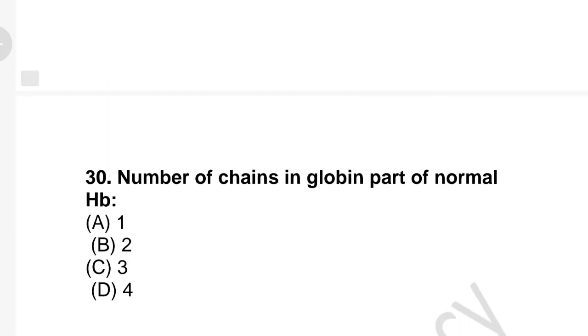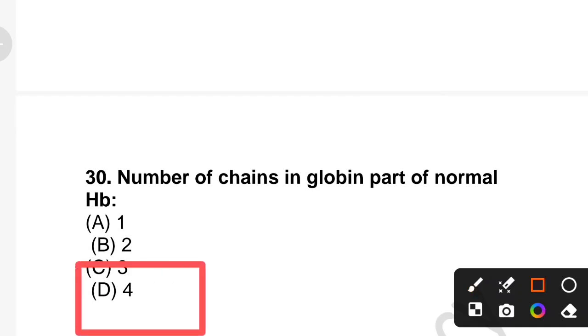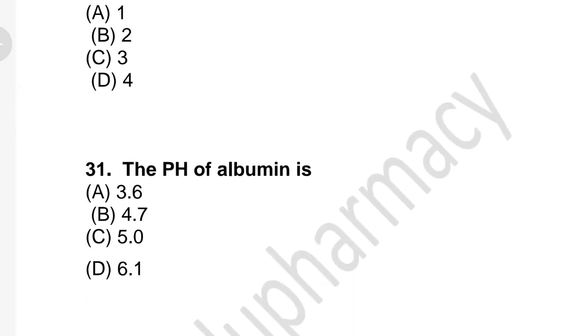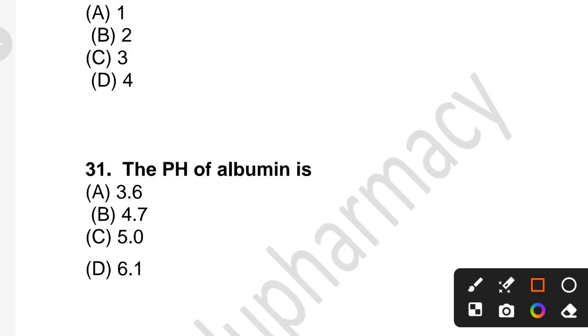Number of chains in globin part of normal HB. Option A 1, option B 2, option C 3, option D 4. Right answer is option D 4. Last question. The pI of albumin is option A 3.6, option B 4.7, option C 5.0, option D 6.1. Right answer is option B.